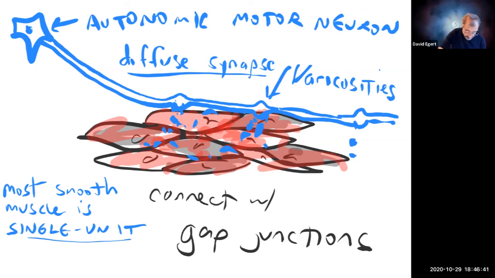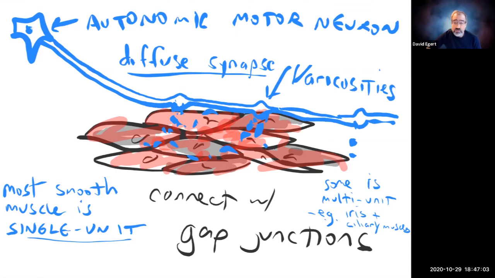There are exceptions. Some is multi-unit, for example the iris and ciliary muscles. So for instance, the smooth muscle that changes the diameter of your pupil or changes the focus of your lens, those actually are multi-motor units with smooth muscle, but that's not so common. I just wanted to put that out there for completeness.